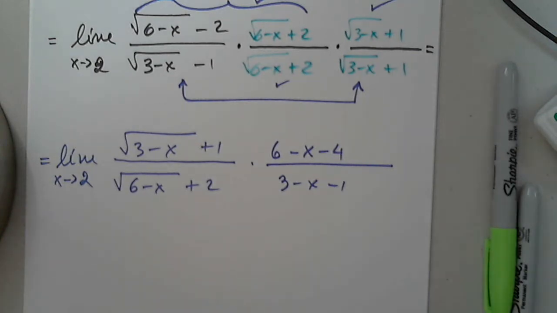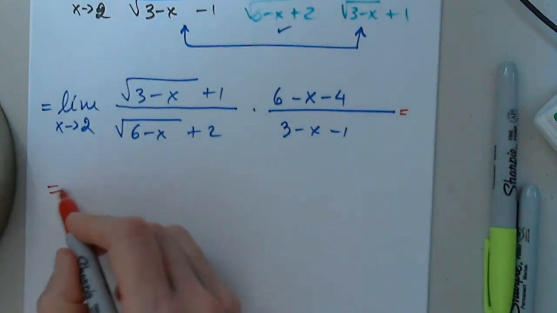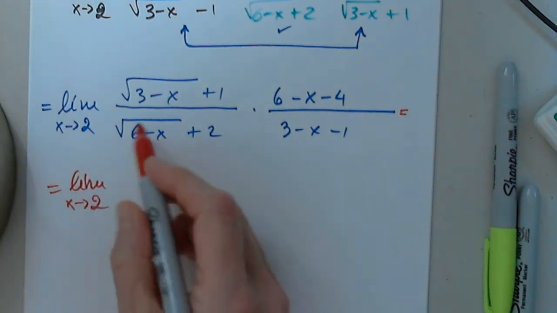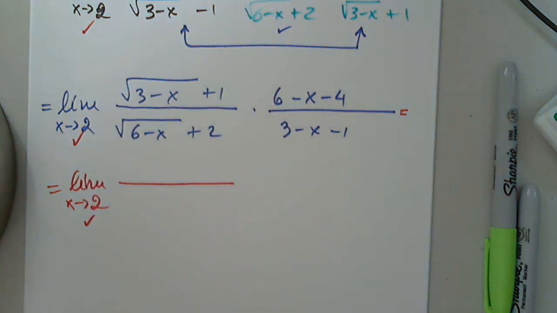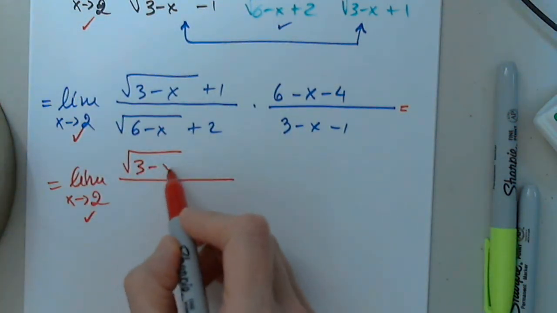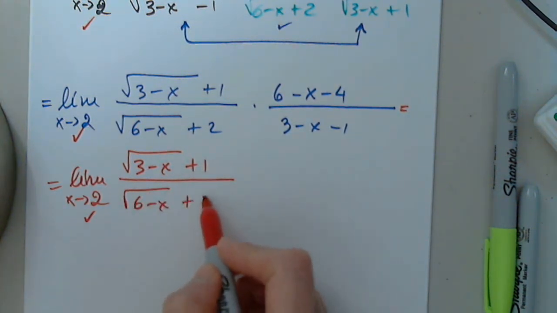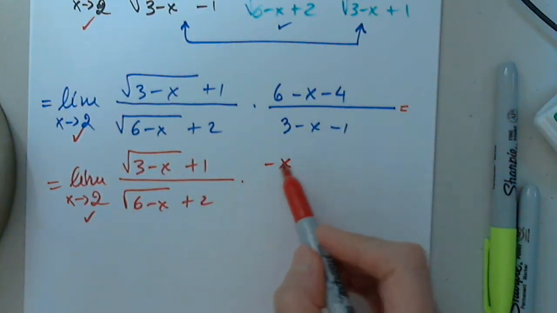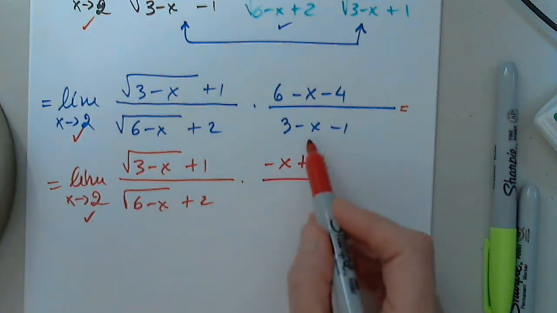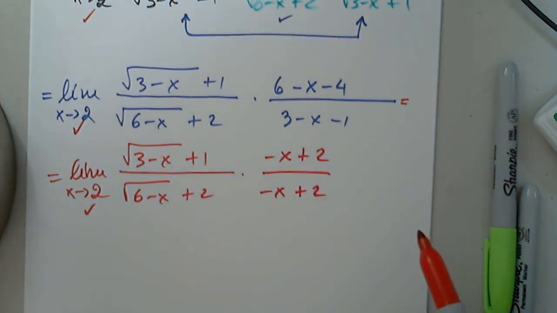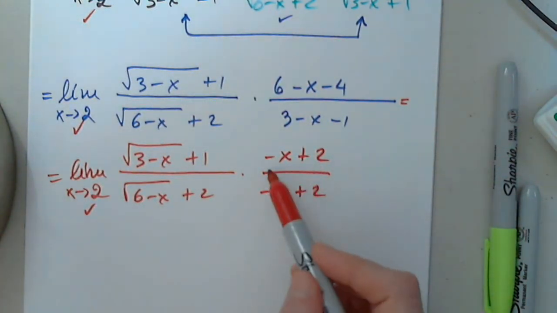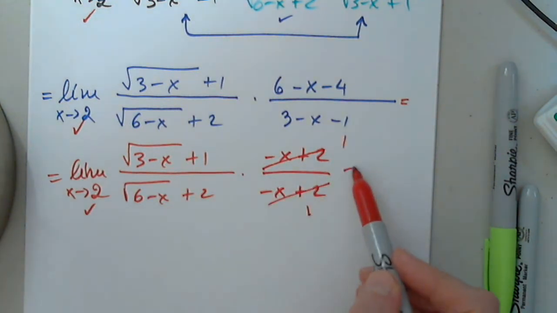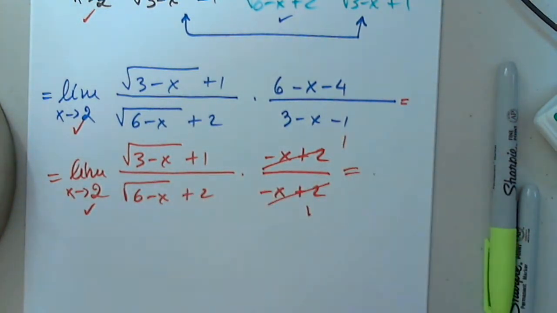So let's continue. So limit as x approaches 2. I'm going to copy this one more time. Please notice the limit operator does not disappear. So the square root of 3 minus x plus 1, the square root of 6 minus x plus 2. So now, this is negative x and plus 2, and this is negative x and plus 2. It's the same thing, right? With minus in front. It doesn't matter, but they are the same. Thank you. Now we apply the limit operator, and it disappears.